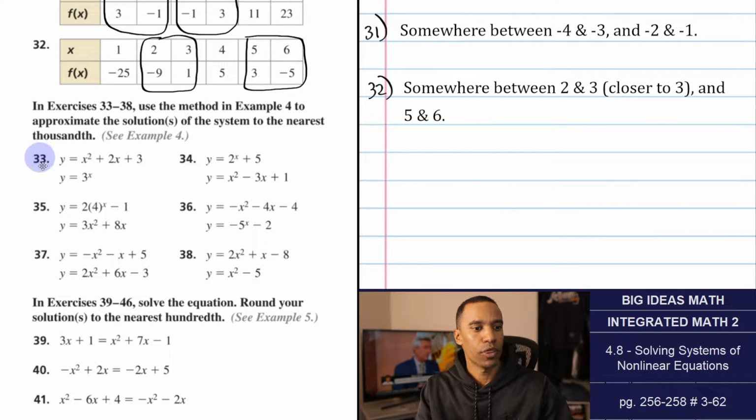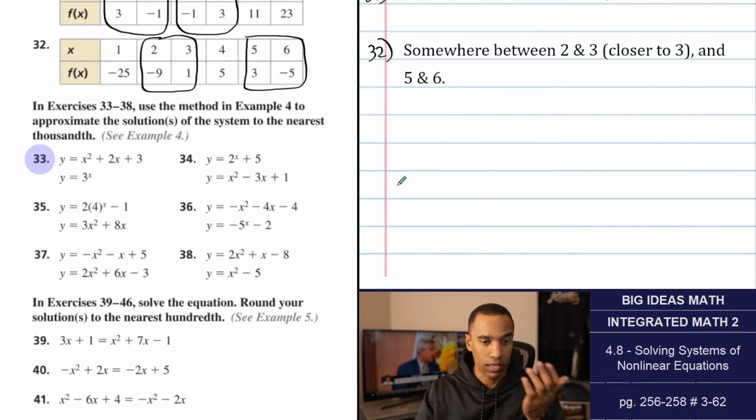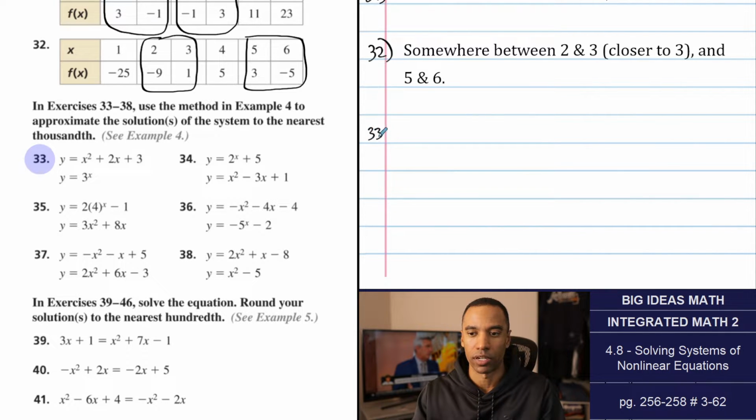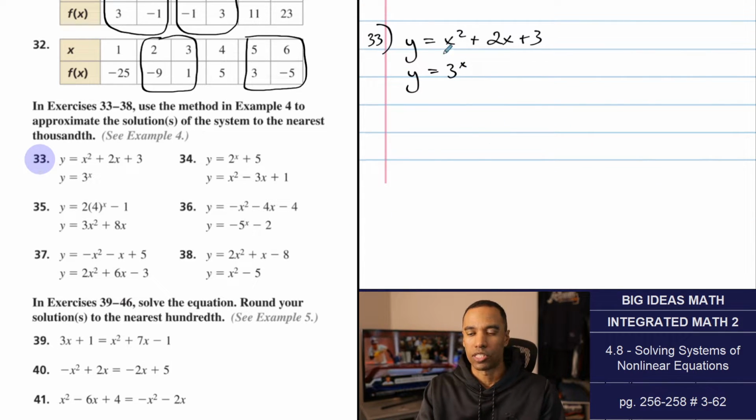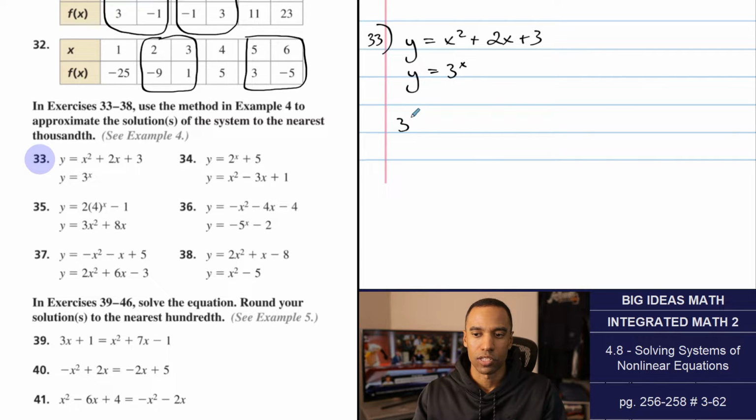Okay, numbers 33 to 38, we're going to use the method in example 4 to approximate the solutions of the system to the nearest thousandth. Because they stated that we use a method that they provide, we're going to go ahead and use that method. I believe that this is the method where we set everything equal to 0. Like we do a substitution, right? I'm going to take 3 to the x power. It's not 3x, it's 3 to the x power, and substitute it into here.